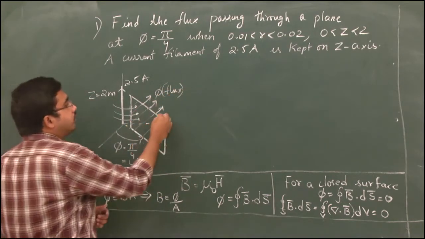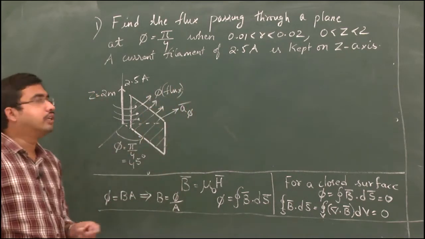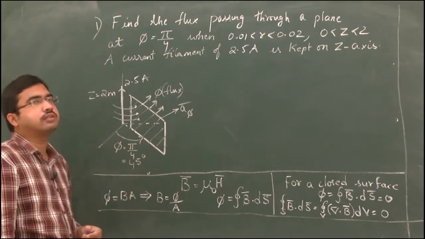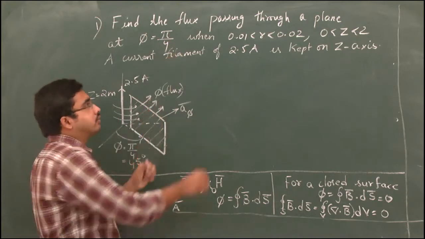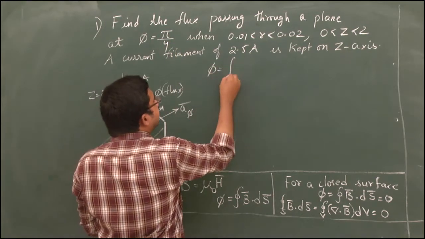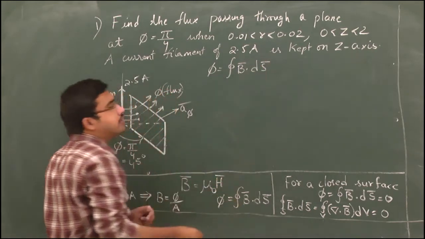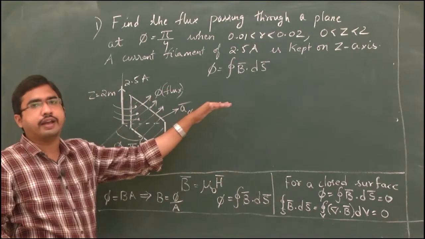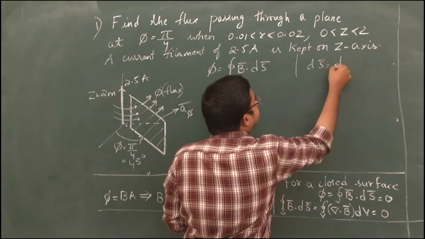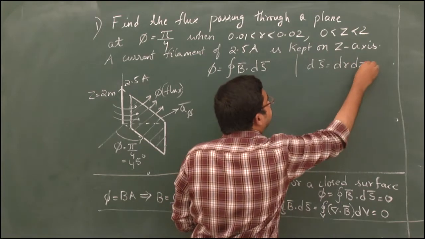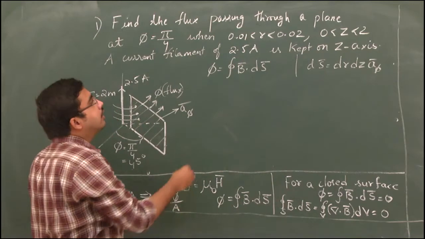Next, the unit vector perpendicular to this plane is A phi. Next, they are asking you to find the flux. Flux phi is given by the integral of B bar dot ds bar. For a cylindrical system, when you are looking in the phi direction, ds bar is equal to dr dz A phi. This you can refer from your coordinate systems.